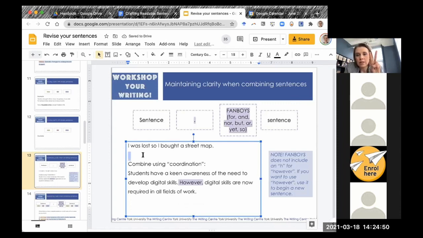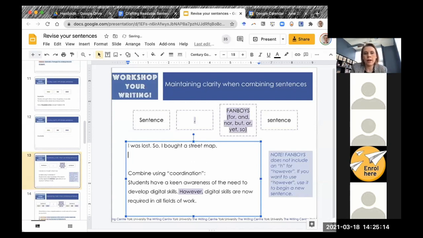This is two sentences. I was lost. Subject, who, I; was is the verb, and lost. You could put a period here. So you could revise it this way: I bought a street map. I, subject, bought, verb, object, a street map. Okay? You can also combine it like this: I was lost, so I bought a street map. That's using a coordinating conjunction. So I bought a street map. You need both of them.